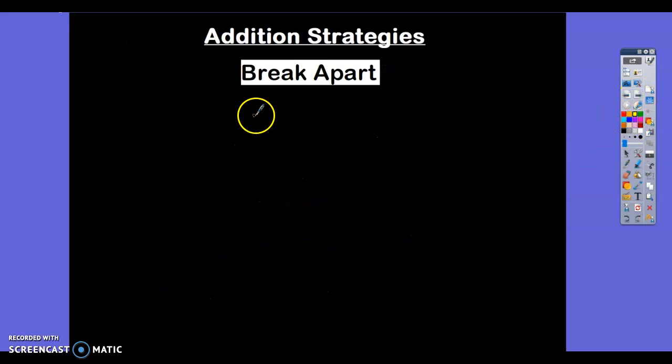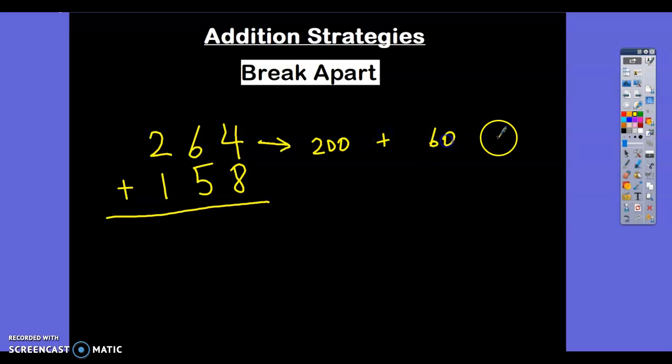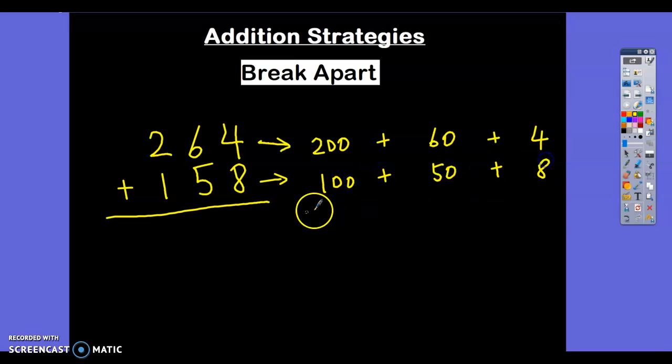The final way is called break apart. Most students have done it in second grade already. We're going to use place value instead of just simple addition. So here is the problem. We're going to break down 264 into expanded form. It will become 200 plus 60 plus 4. 158, break it down into expanded form, it will become 100 plus 50 plus 8.